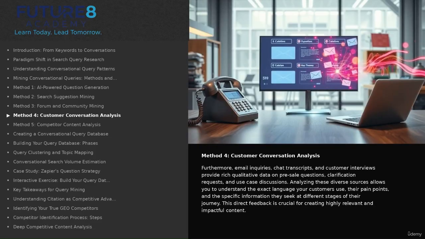Furthermore, email inquiries, chat transcripts, and customer interviews provide rich qualitative data on pre-sale questions, clarification requests, and use case discussions. Analyzing these diverse sources allows you to understand the exact language your customers use, their pain points, and the specific information they seek at different stages of their journey. This direct feedback is crucial for creating highly relevant and impactful content.